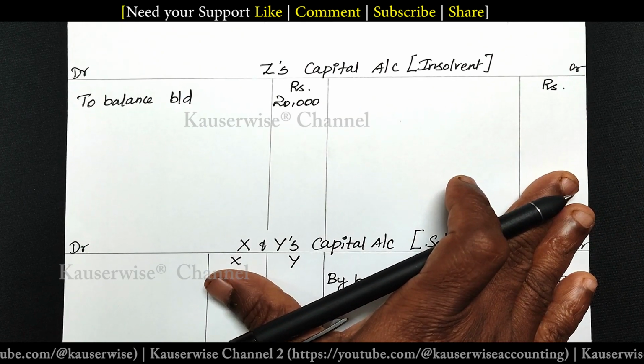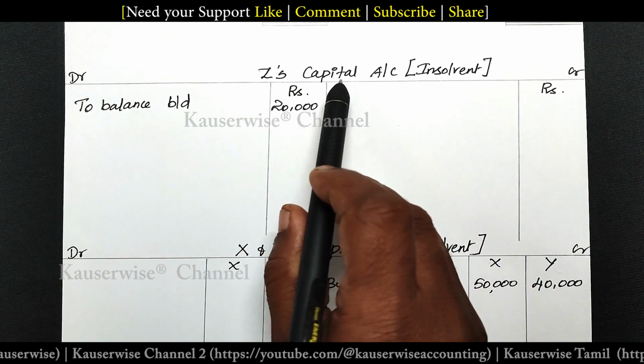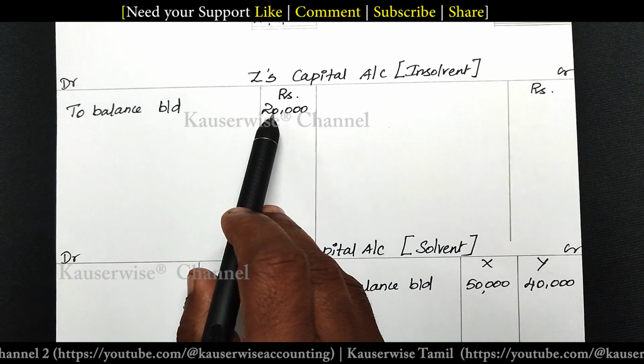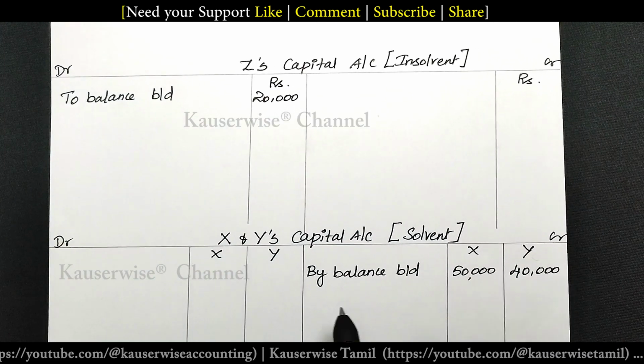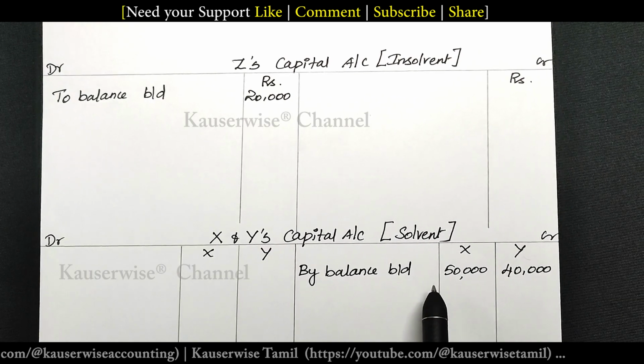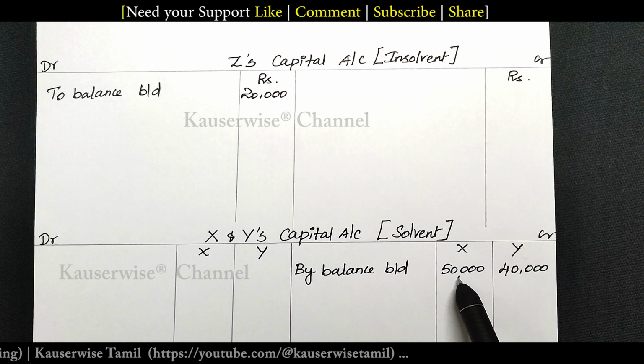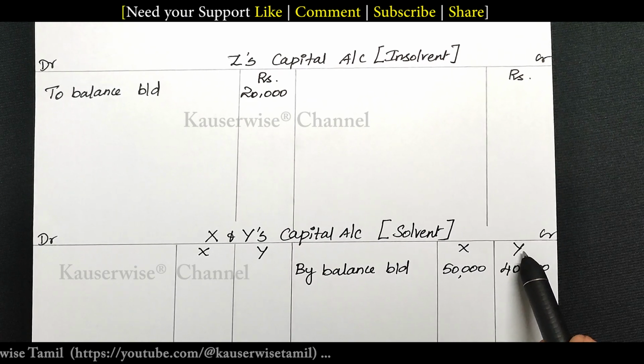See, we have entered the opening balance. Z's capital, that is the insolvent partner's capital, how much? To balance brought down 20,000. And for X and Y, by balance, that is credit balance, because they are solvent partners. So by balance brought down 50,000 for X and 40,000 for Y.